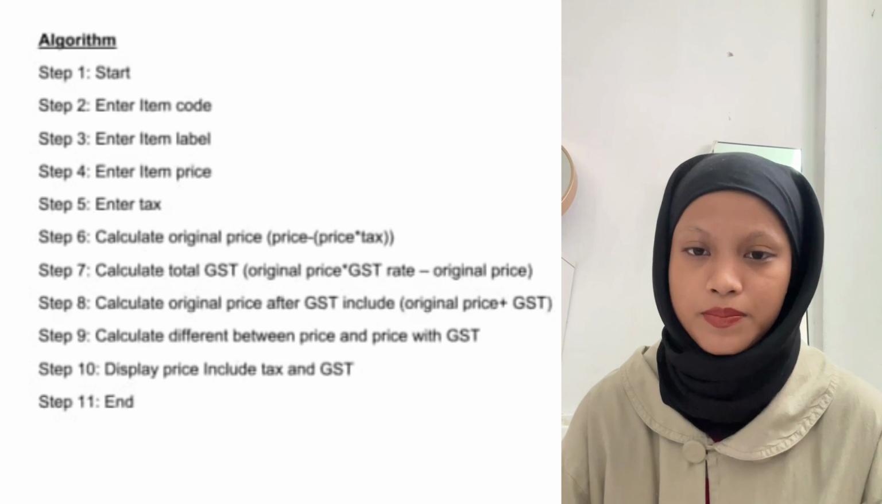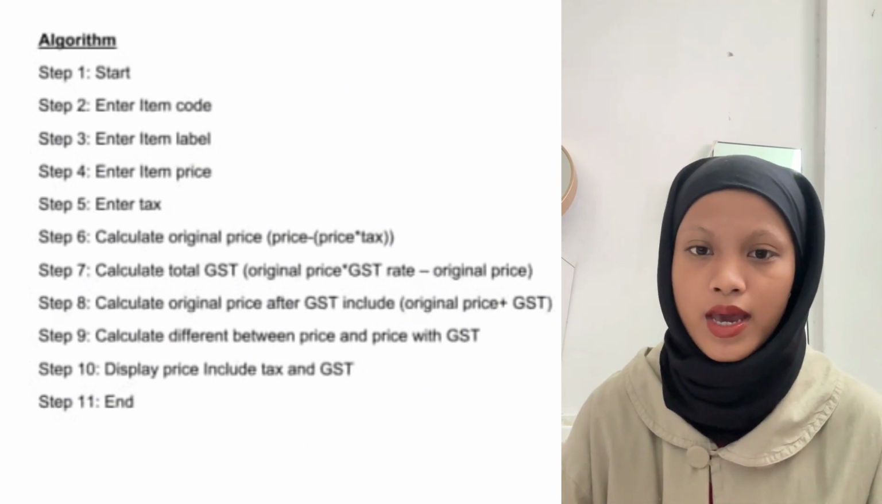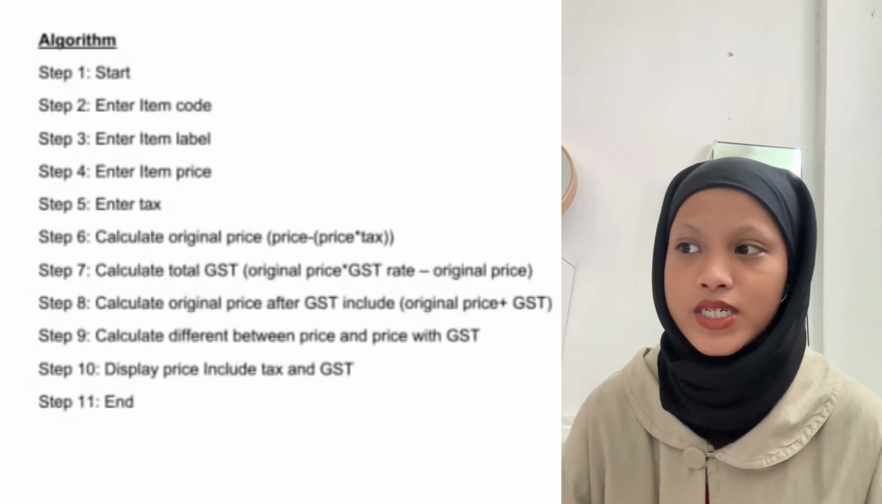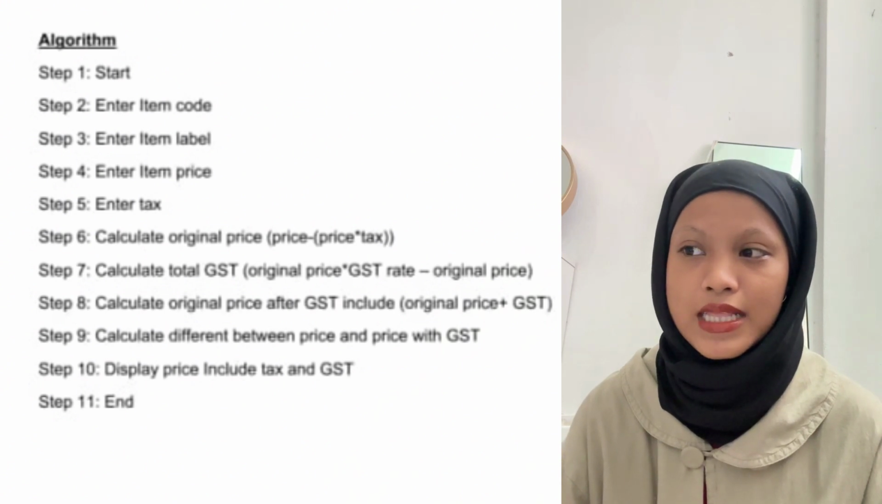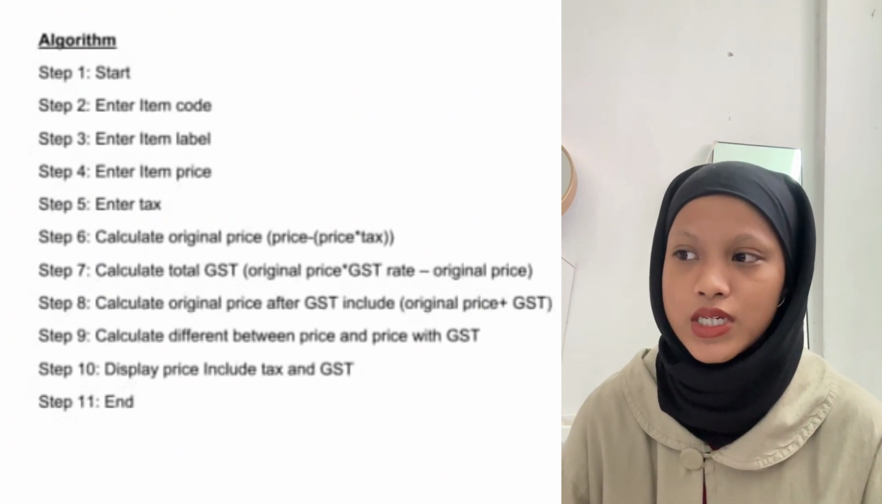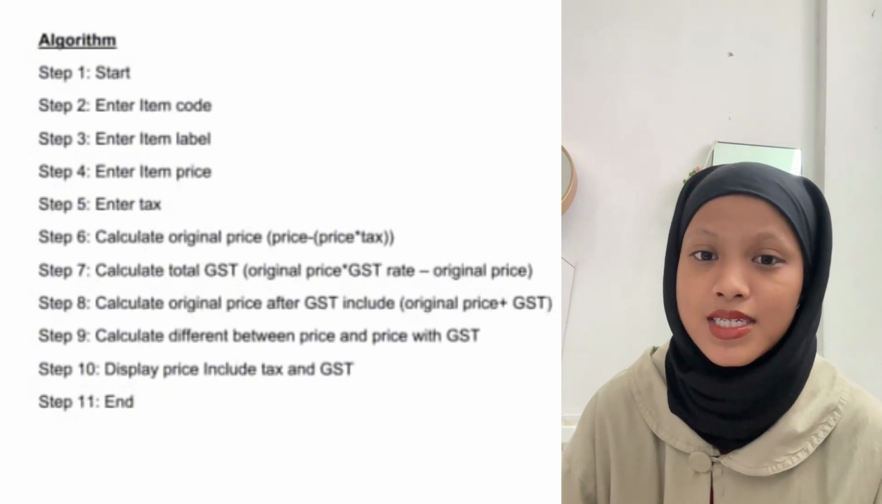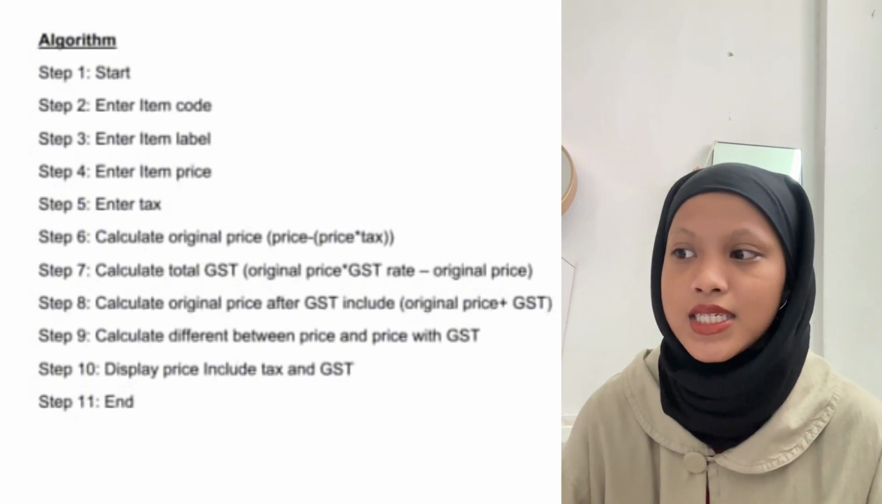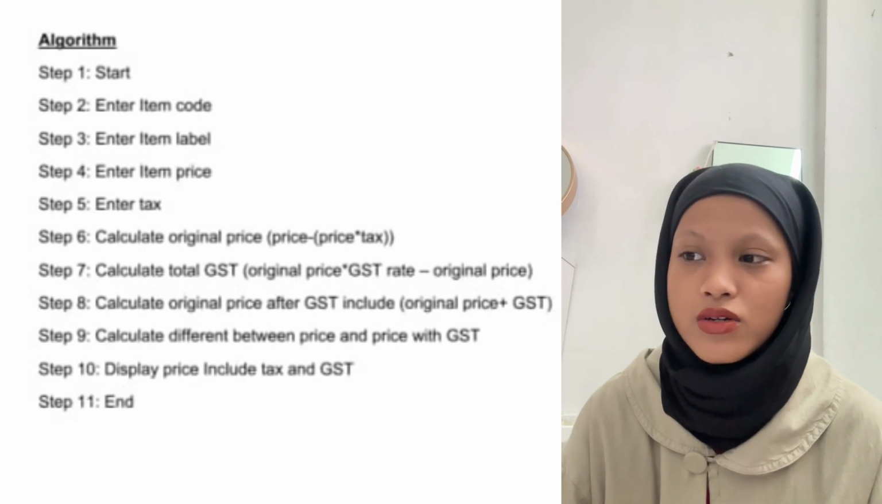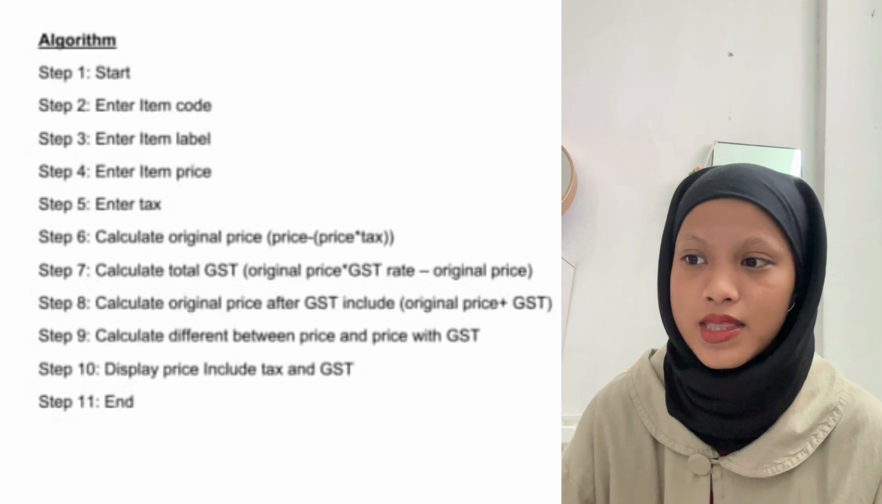So we move to the algorithm part. In this algorithm we have 11 steps. Step 1, start. Step 2, enter item code. Step 3, enter item label. Step 4, enter item price. Step 5, enter tax. Step 6, calculate original price by minus price with price multiply by tax.